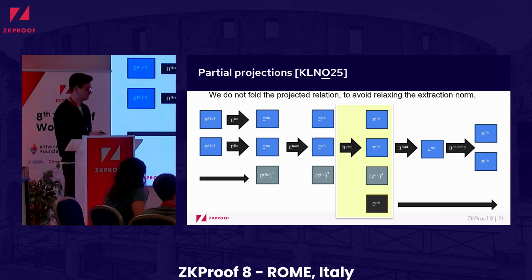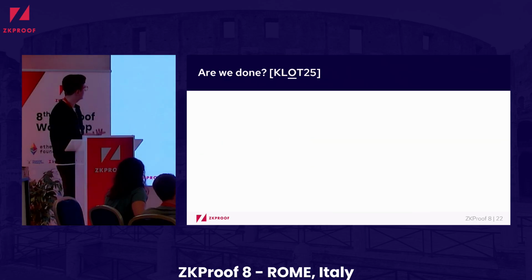But this norm is still acceptable. So you may ask, are we done? Have we just solved the range check issues? Almost.